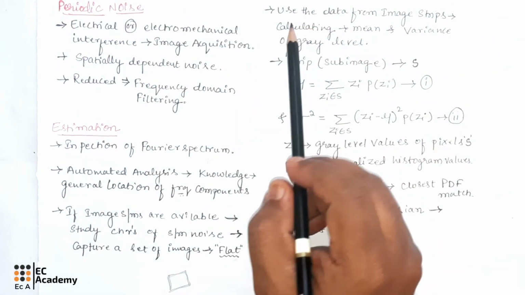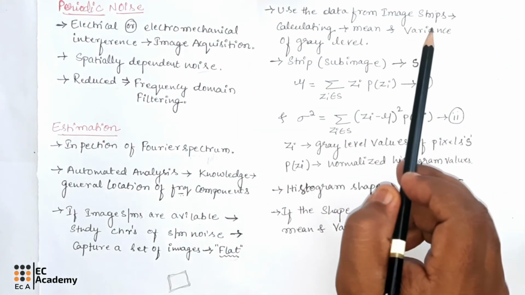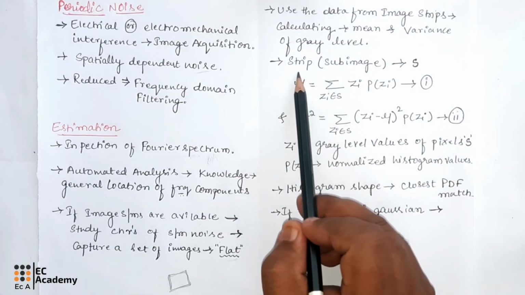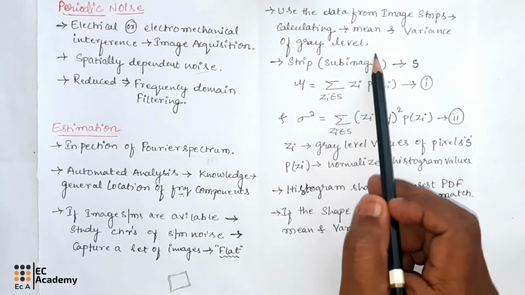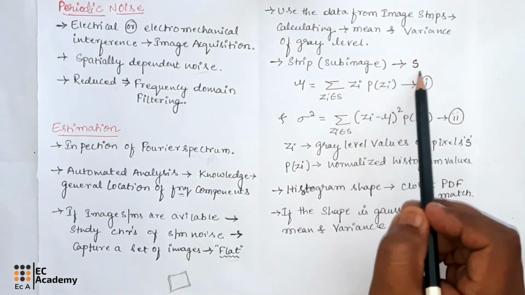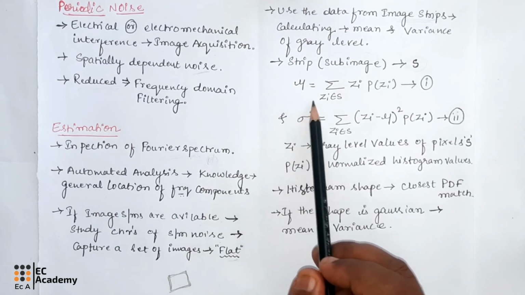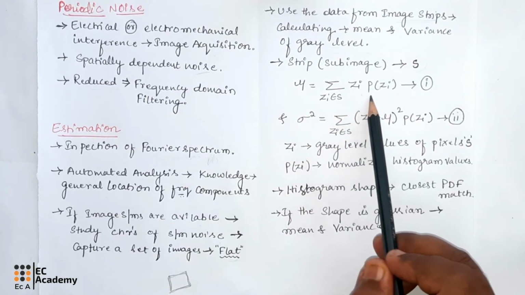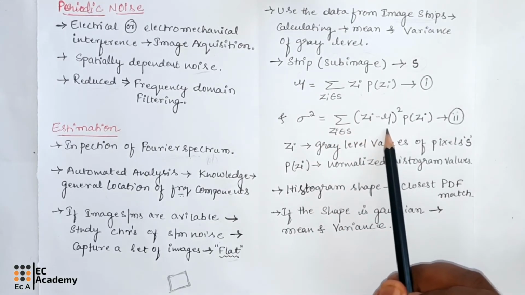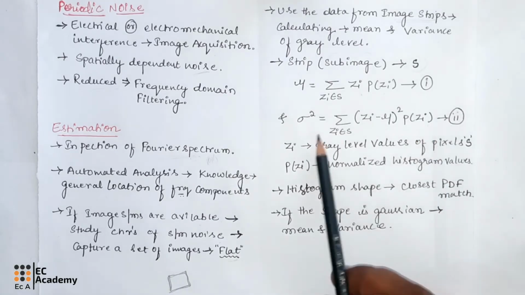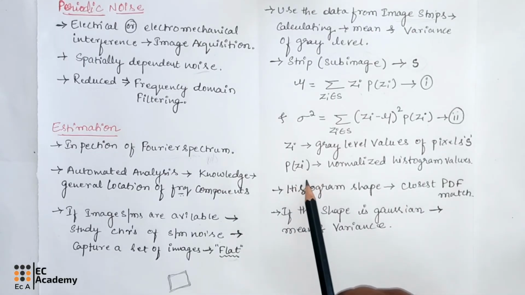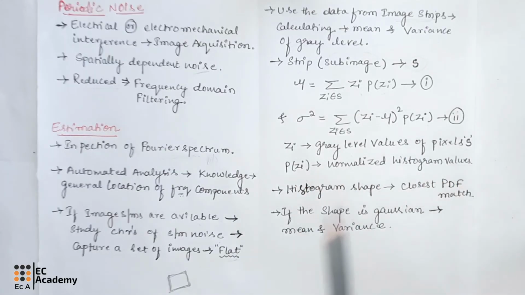One more way of noise estimation is to use the data from an image strip directly to calculate the mean and variance of gray level. The strip is also known as a sub-image, which can be represented as S. Here the mean can be given as summation of Zi into P of Zi, and the variance can be given as summation of (Zi minus mu) whole square into P of Zi. Here Zi represents the gray level of pixels in S, and P of Zi represents the normalized histogram values.